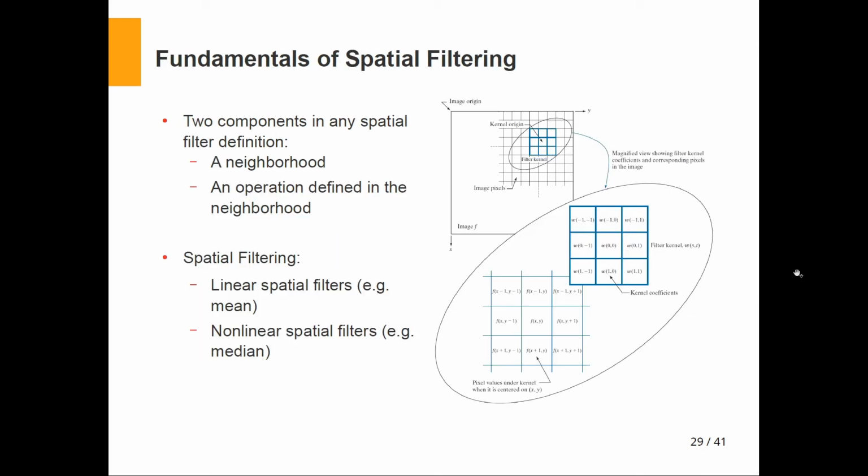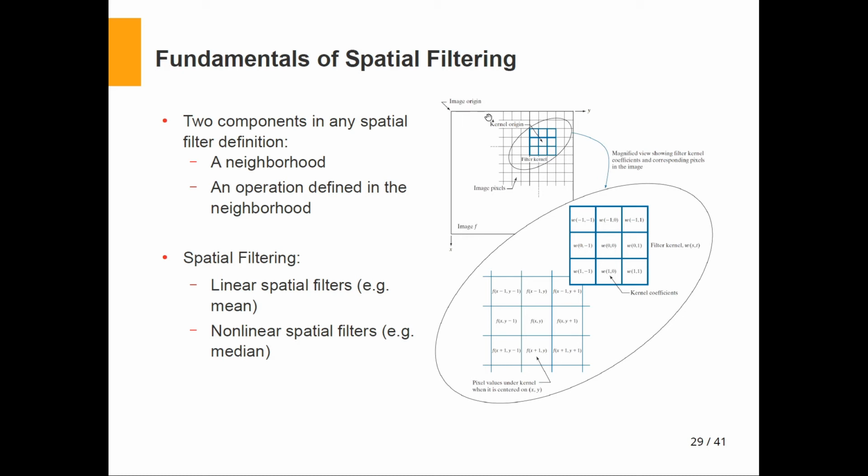So now that we saw how we can perform contrast enhancement using mostly single pixel intensity transformation functions, let's talk about spatial filtering. There are generally two components in any spatial filter definition. We have a neighborhood and then we have an operation that is defined on the neighborhood. So let's take a look at this image. As you can see here, we have the image's origin, and then along the x direction we have the rows, and along the y direction we have the columns.